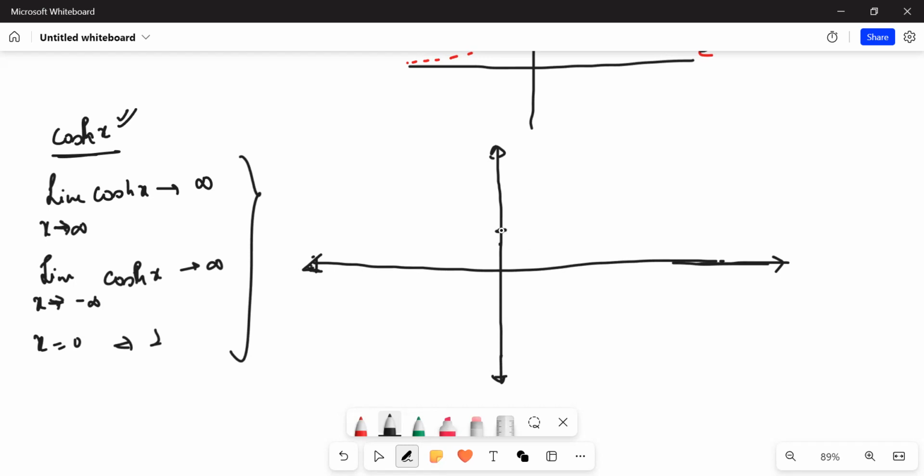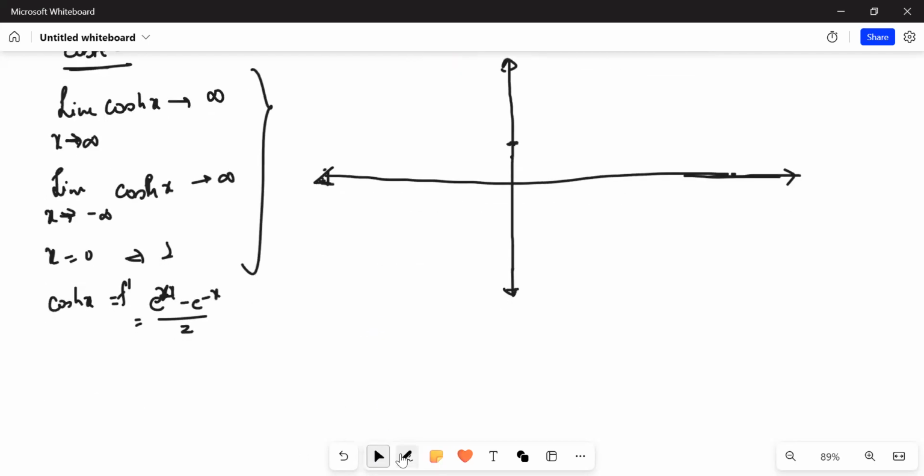So at x equal to 0, this would be 1. Now let us differentiate it. So the derivative of cos hyperbolic x would be what? Sorry, e to power x minus e to power minus x, divided by 2. This is the first derivative.